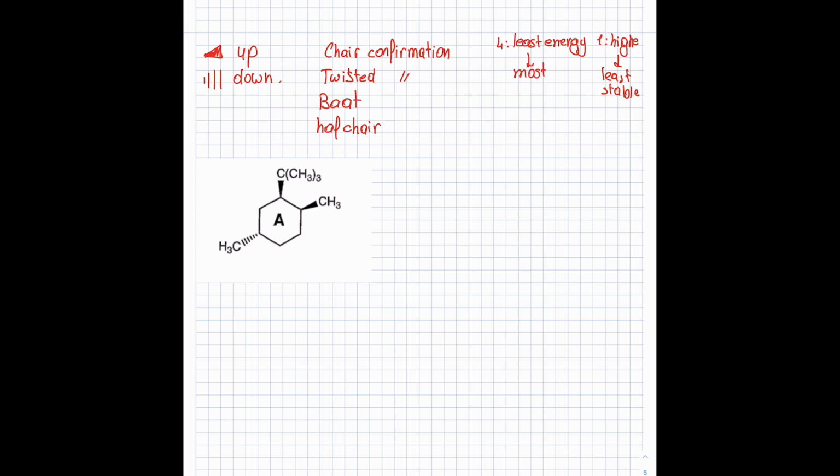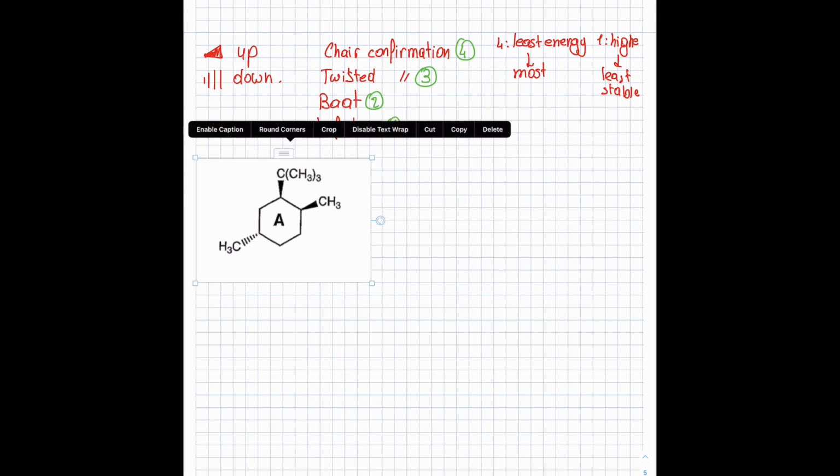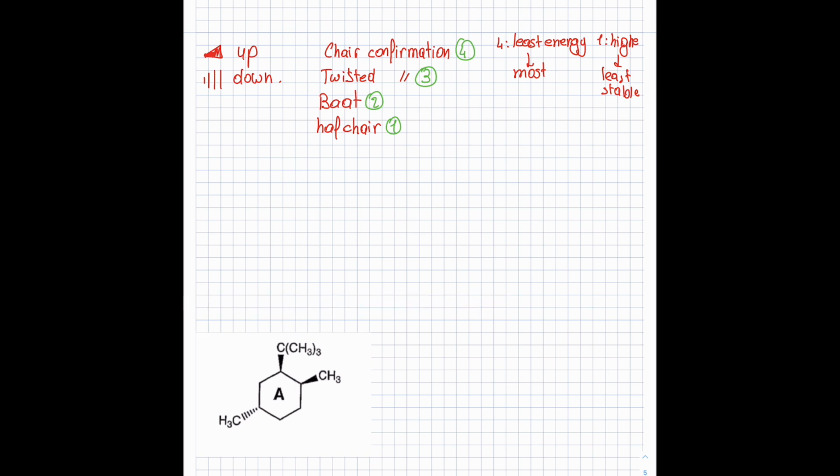So we all know that the chair conformation is going to be the one that is most stable. So that's why I'm gonna give the chair conformation number 4. Then the twisted is gonna be the one after the chair conformation, so that's gonna take number 3. And then boat is gonna be number 2, and then the least stable is the half chair. So if I want to draw the graph of different energies, it's gonna look something like this, just like a wave. This is the lowest energy.